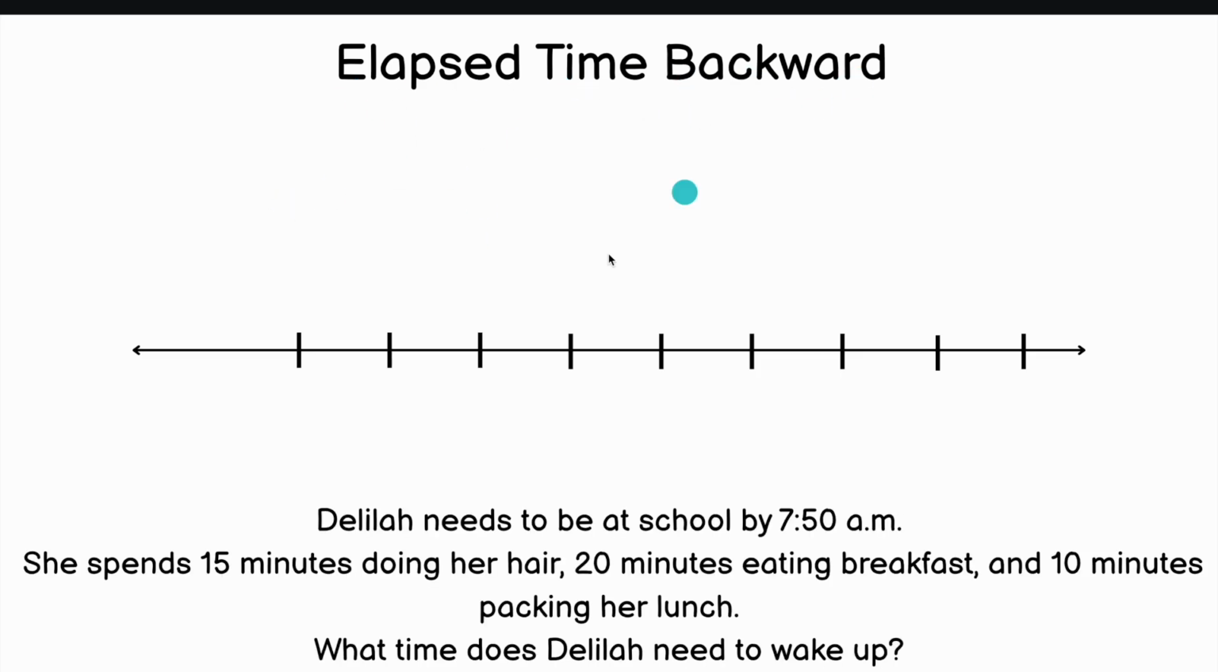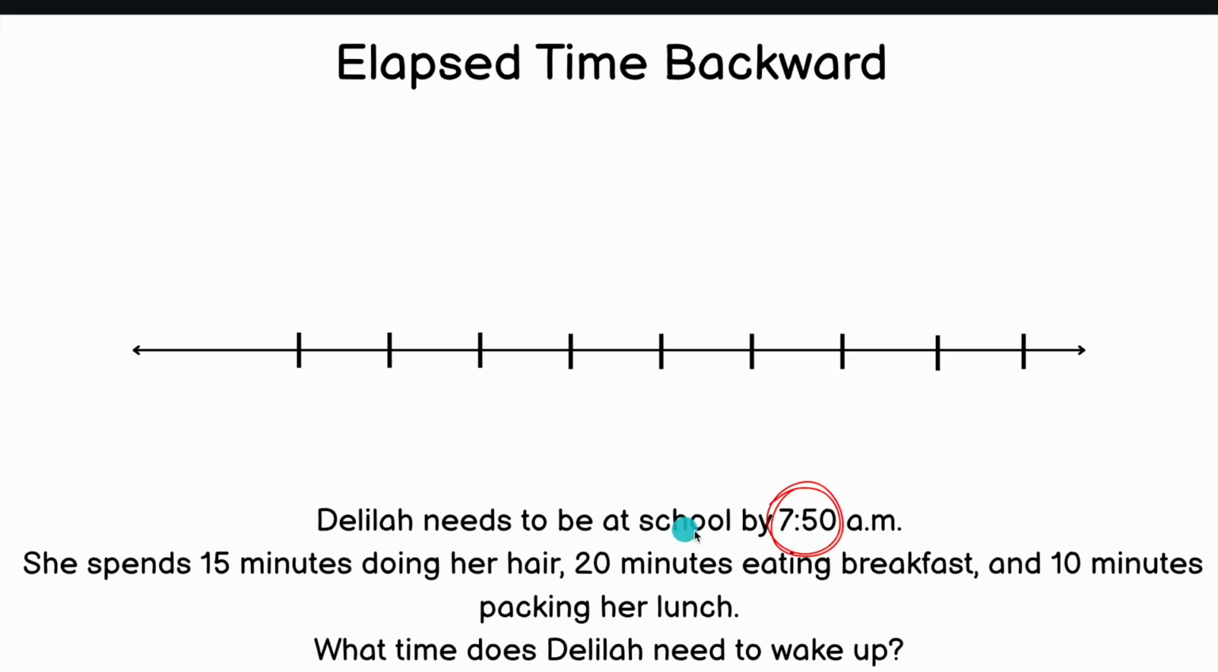Elapsed time backward. Delilah needs to be at school by 7:50 a.m. She spends 15 minutes doing her hair, 20 minutes eating breakfast, and 10 minutes packing her lunch. What time does Delilah need to wake up?